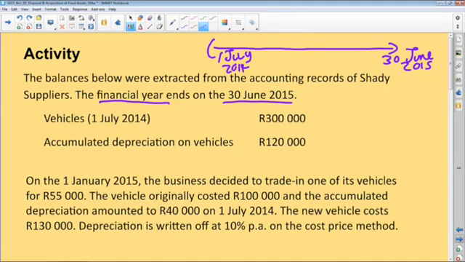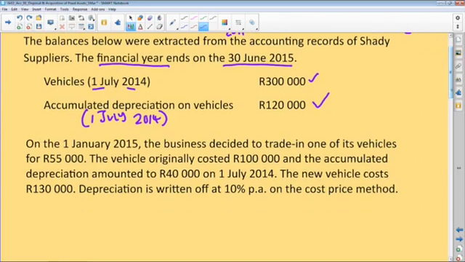We are given vehicles on the 1st of July 2014, an opening balance of 300,000, accumulated depreciation on vehicles, in brackets, I'm just going to write the date as well. It's also on the 1st of July 2014, and the opening balance 120,000. Okay, the transaction that we're given on the 1st of January 2015.